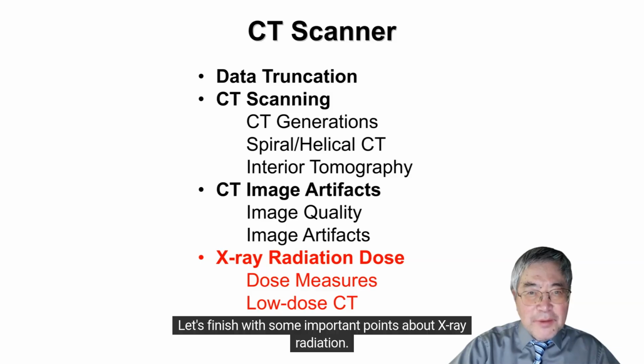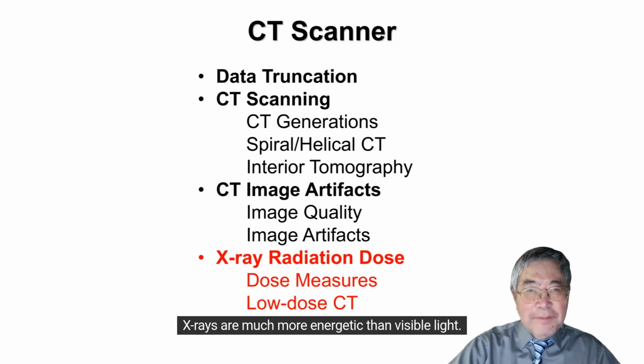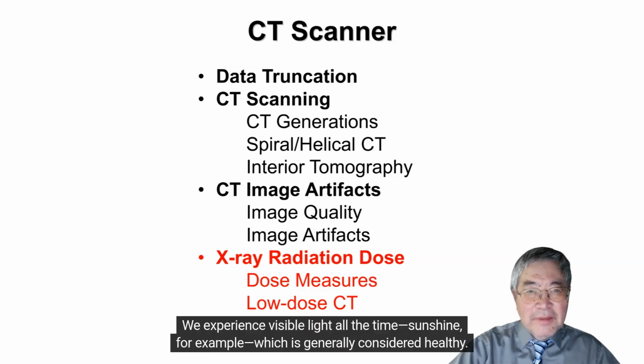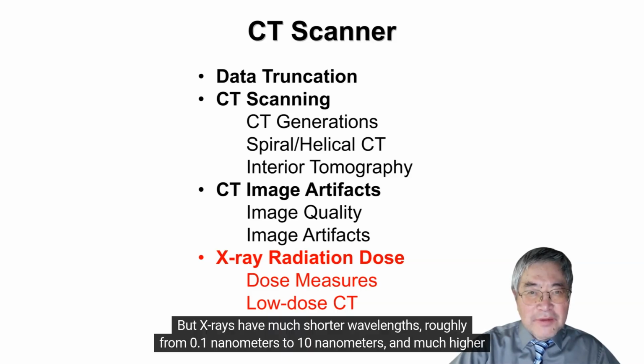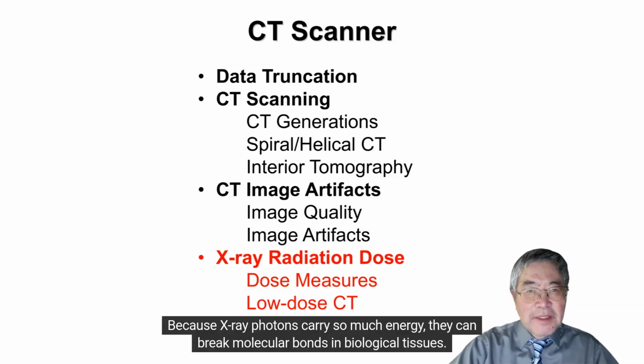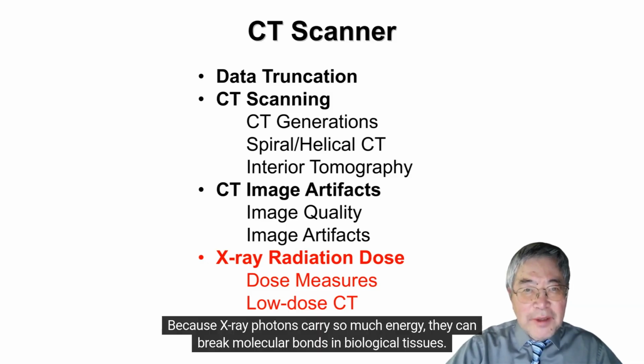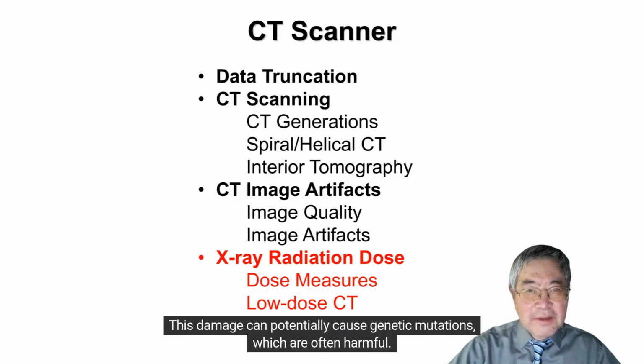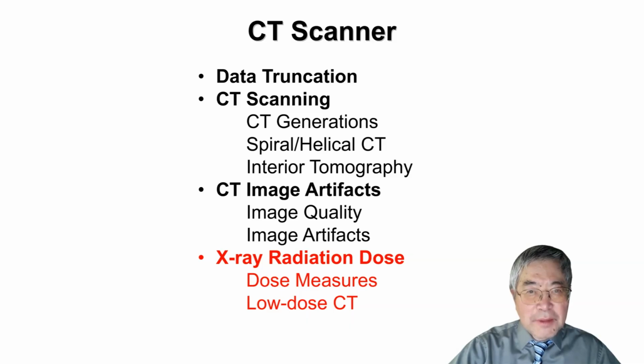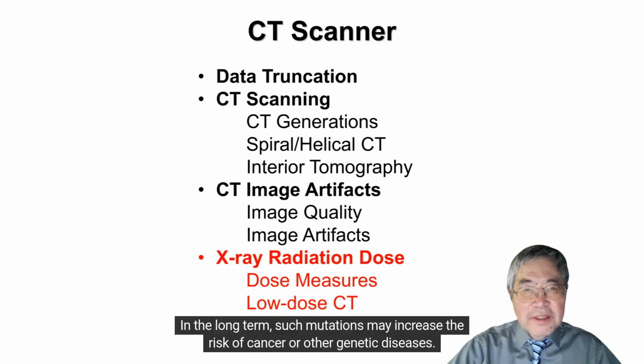Let's finish with some important points about X-ray radiation. X-rays are much more energetic than visible light. We experience visible light all the time, sunshine, for example, which is generally considered healthy. But X-rays have much shorter wavelengths, roughly from 0.1 nanometers to 10 nanometers, and much higher energy. Because X-ray photons carry so much energy, they can break molecular bonds in biological tissues. This damage can potentially cause genetic mutations, which are often harmful. In the long term, such mutations may increase the risk of cancer or other genetic diseases.